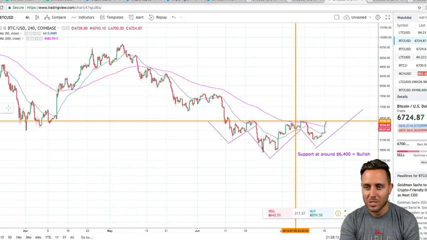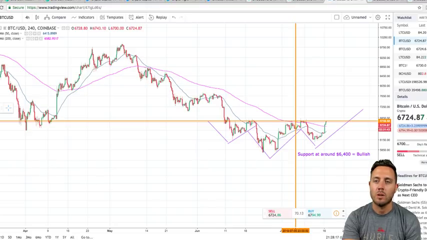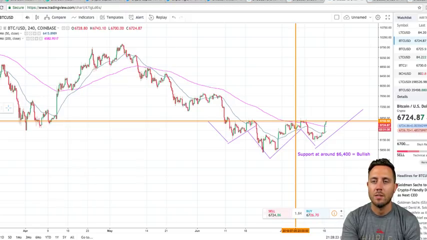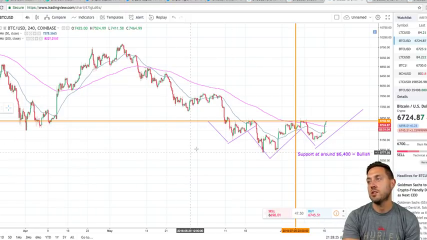Brent says, Dan, we will see that $60 accumulation area before we go up. Oh, will we see that $60 accumulation area before going up? That's a good question.